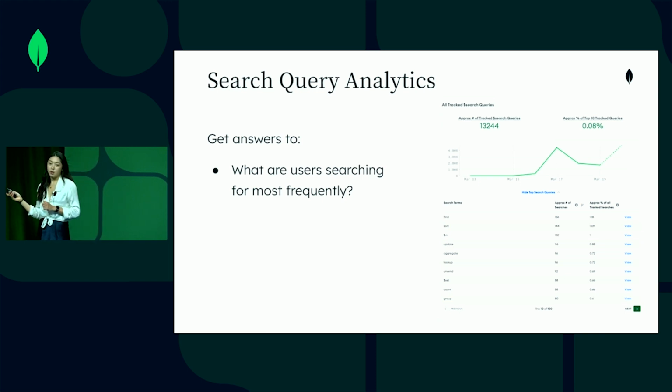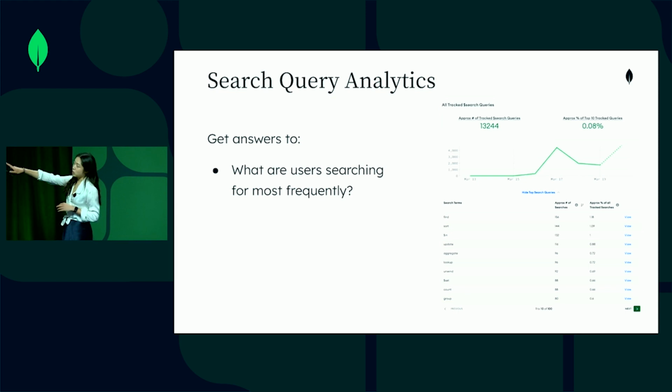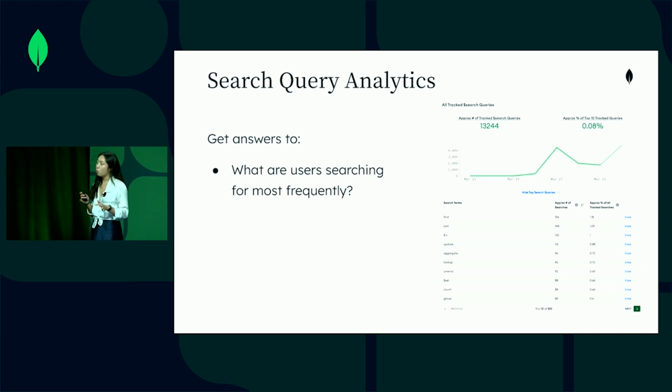So in this example, we tracked the searches that users were making on the MongoDB documentation page. You can see the top result there is "find", which means that was the most popular search within our documentation page. It was searched for approximately 150 some times, making up approximately 1% of all searches.